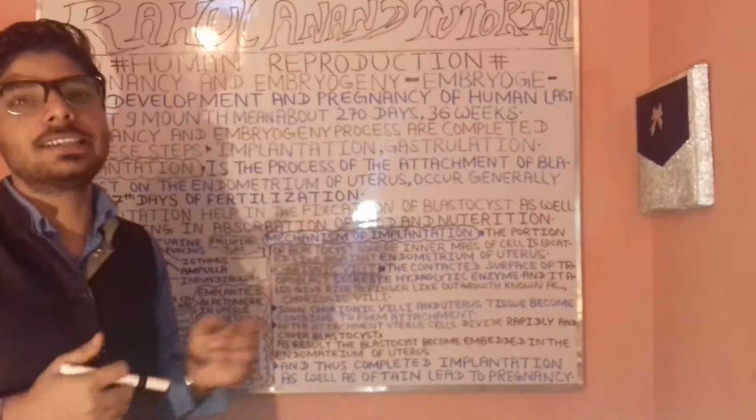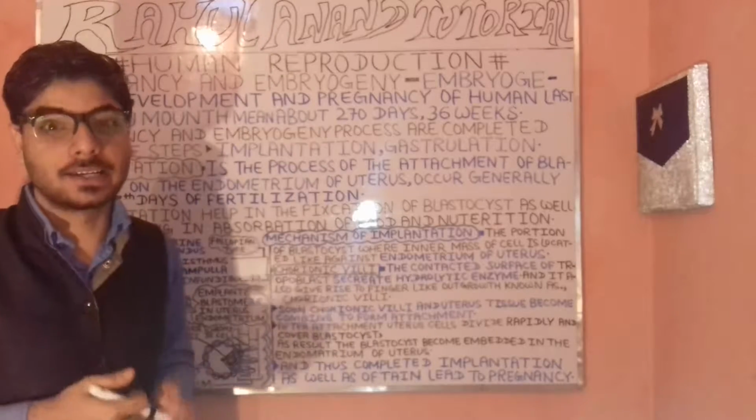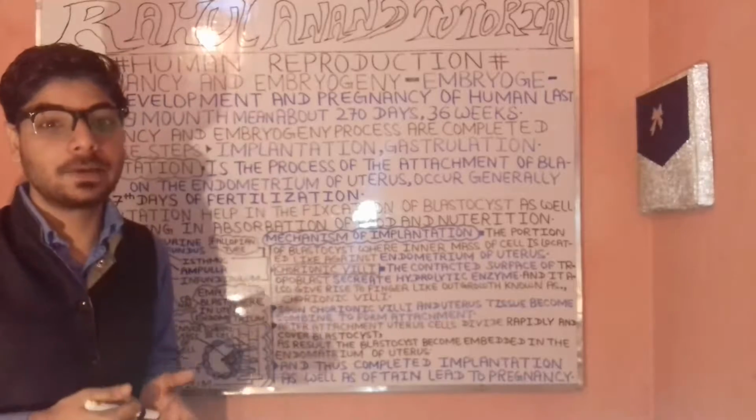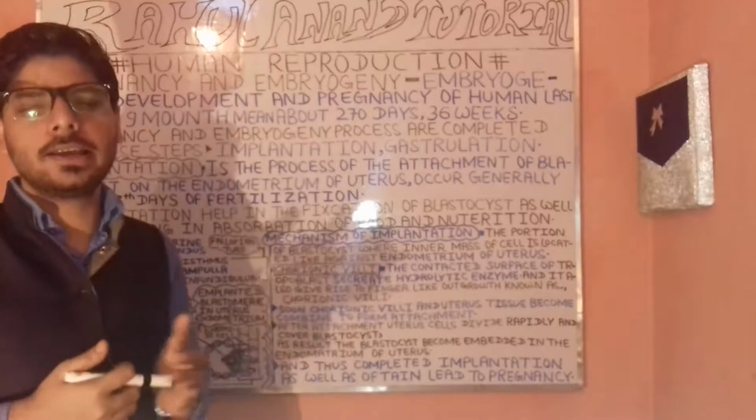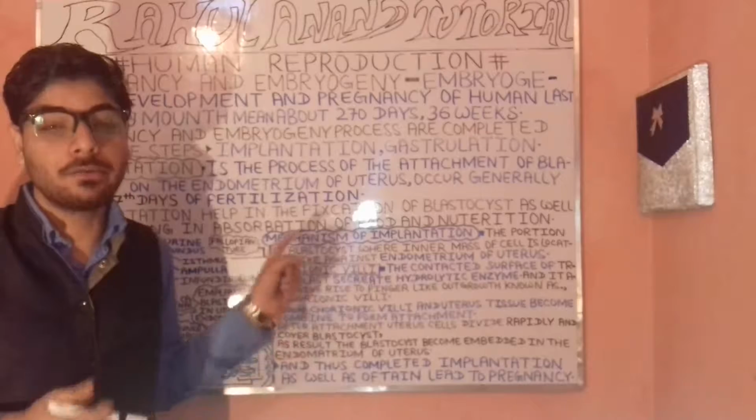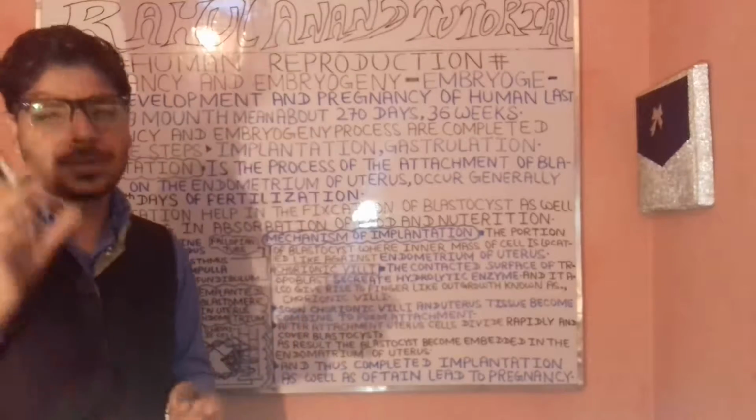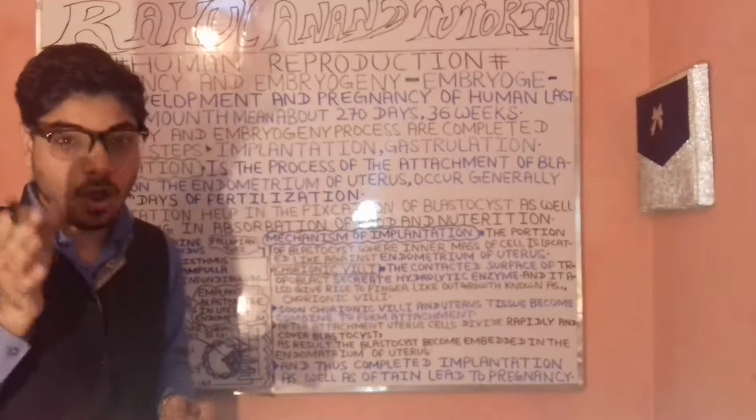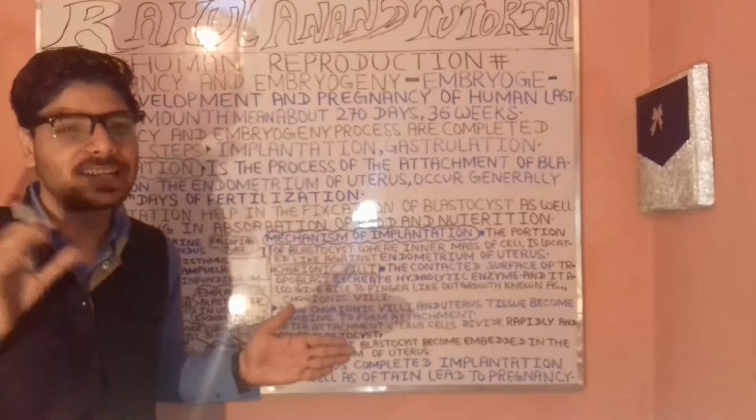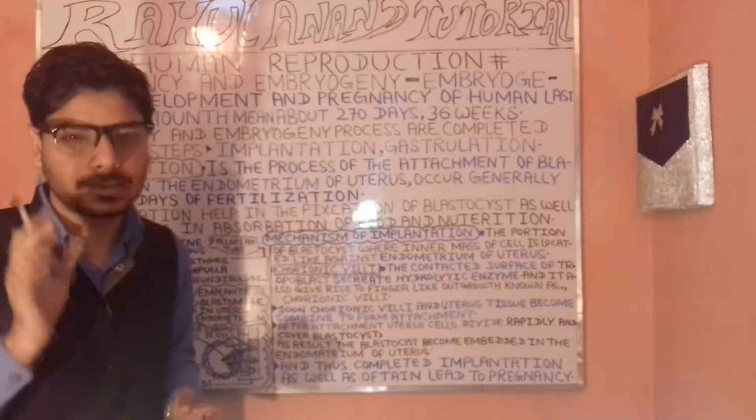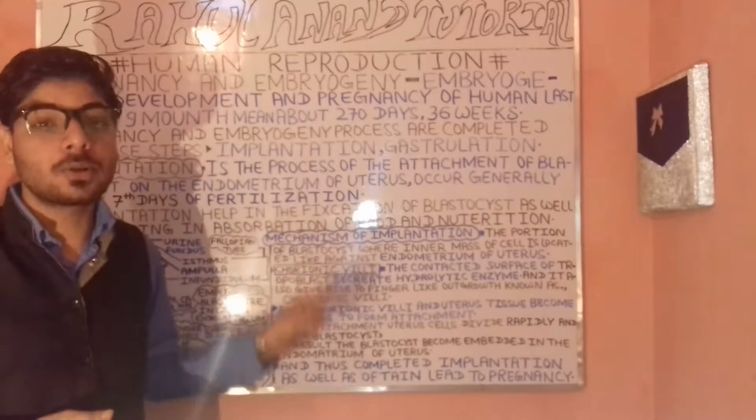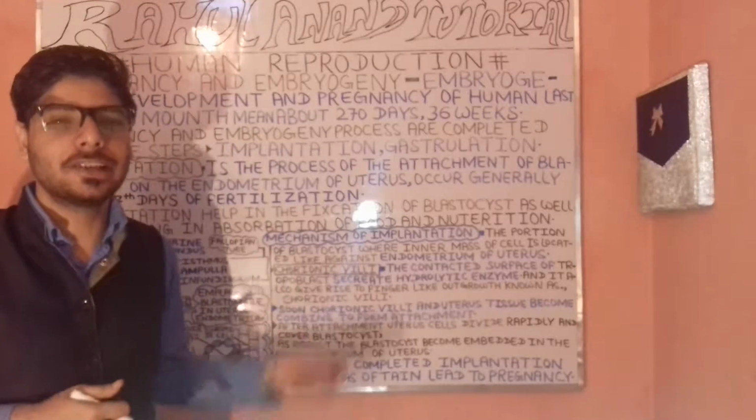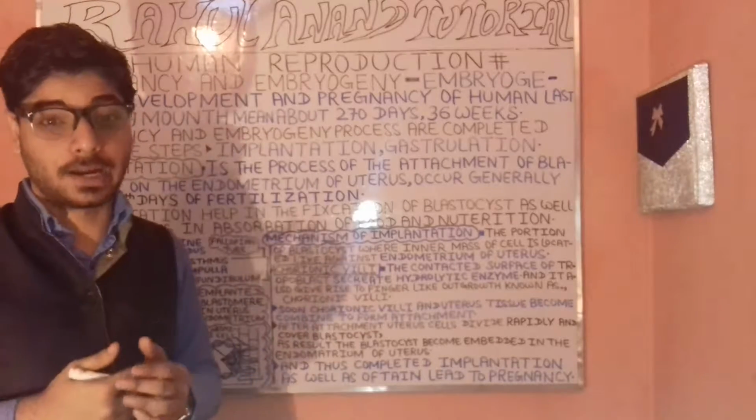When we are talking about these cases, you have to understand certain facts. Your embryogenic and pregnancy stages are completed in about 270 days, that is 9 months, or in the course of 36 weeks. You have to understand the certain states and phases which come under the embryogenic and pregnancy stage.